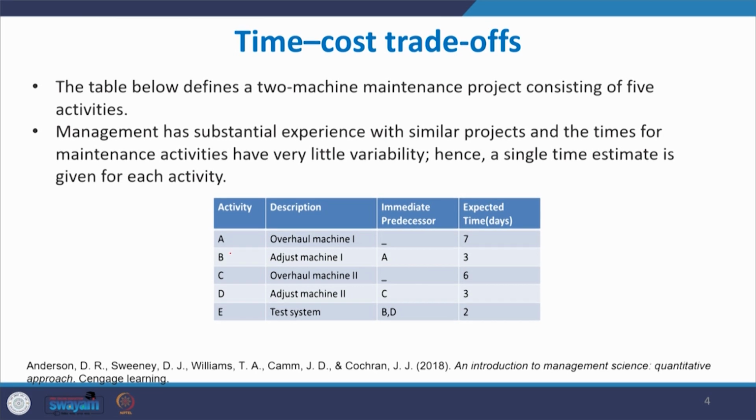So for activities A, B, C, D, E, the predecessor for each activity is given, along with the expected time. When you look at this expected time, for example, completing activity A will take only 7 days. Since the maintenance activity is repetitive in nature, based on their experience they are able to provide a single time estimate. That is why it is exactly 7 days. What is the first task? The first task is to draw the project network, then find out how much time it is going to take for completing all the 5 activities.